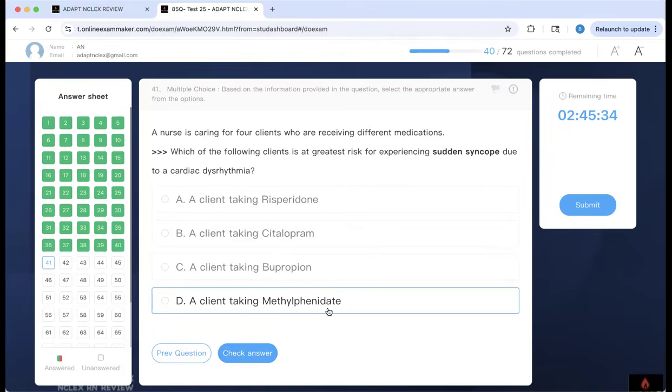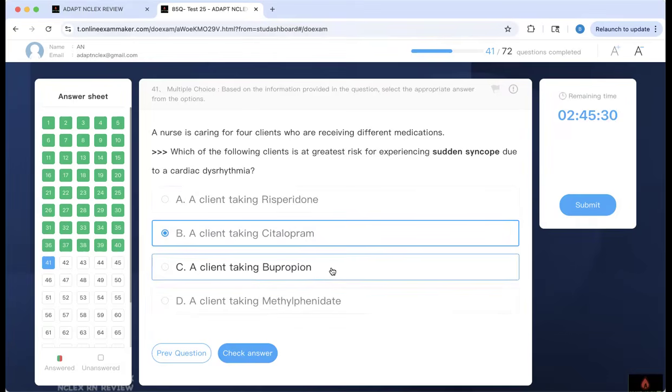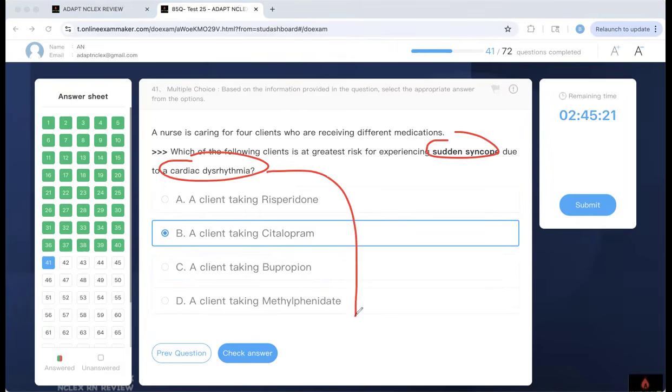You pick your answer? I can tell you, citalopram is the right answer. Pay attention to it. The question says syncope. Why do you have syncope? Because there's a cardiac dysrhythmia. That means this medication has to affect your EKG. The only one that causes QT prolongation and syncope is citalopram.